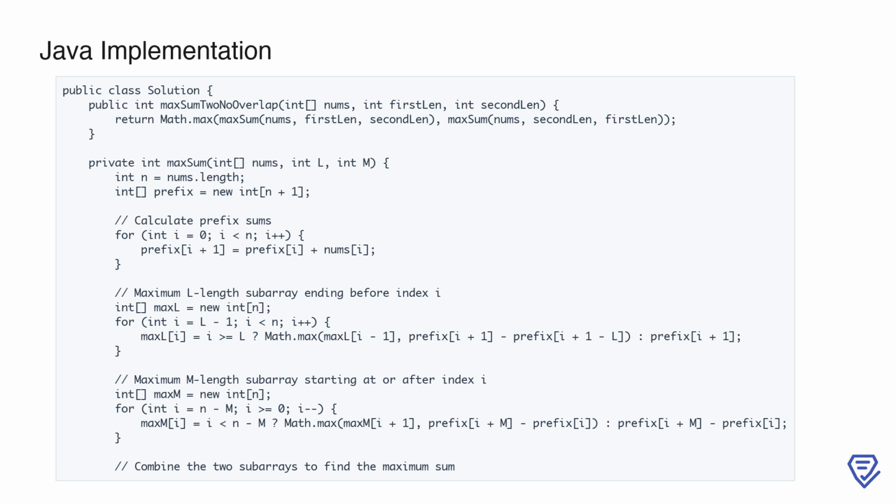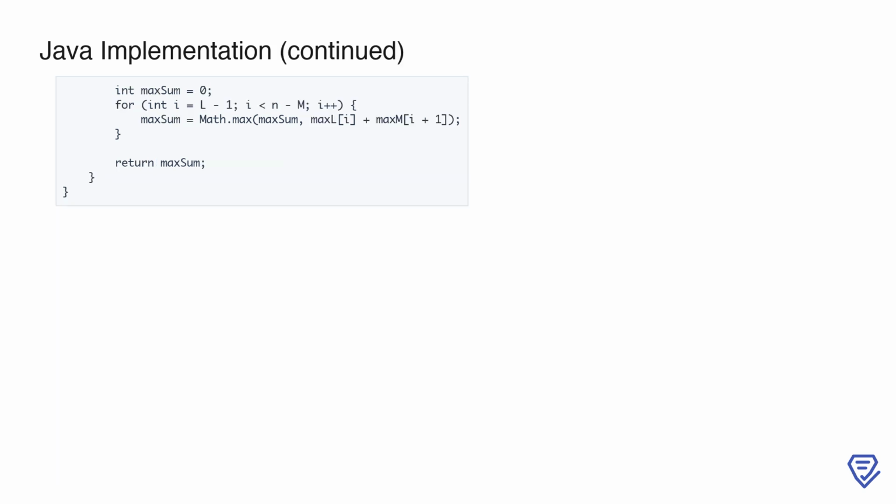Next, we calculate maxL, an array that stores the maximum sum of an L-length subarray ending at or before each index. For this, we use a sliding window approach, comparing the sum of the current L-length subarray with the maximum found so far. Similarly, we construct maxM, which stores the maximum sum of an M-length subarray starting at or after each index. This is done in reverse order to ensure we capture all possible subarrays that come after a given index. Finally, we combine the results from maxL and maxM to compute the overall maximum sum of two non-overlapping subarrays.